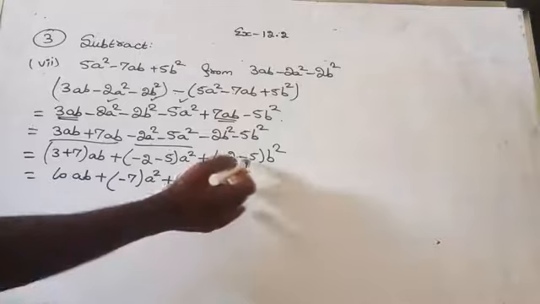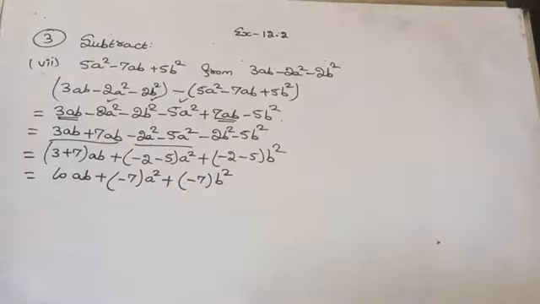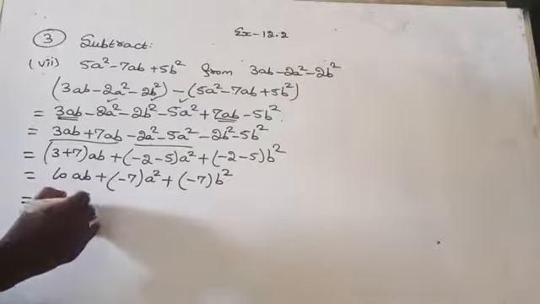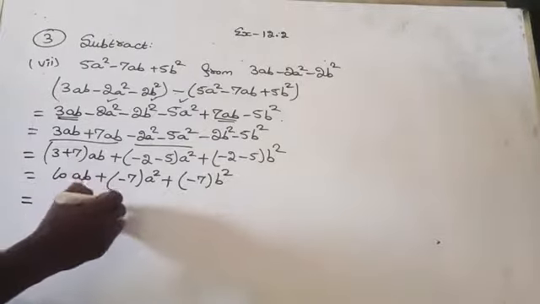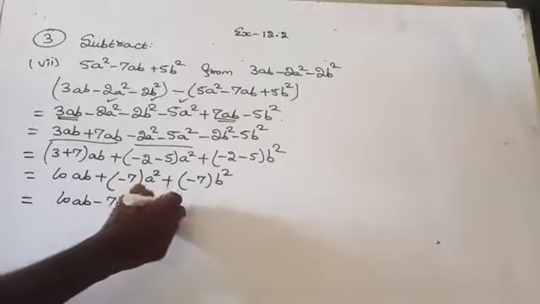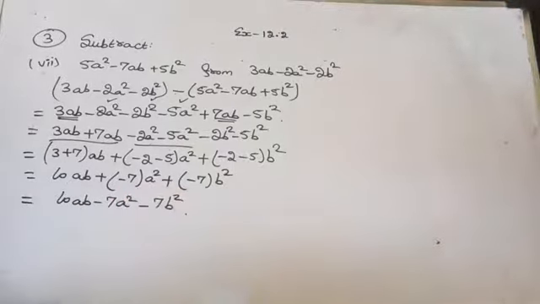Here we are adding the two negative integers. Just add them as natural numbers and give the negative sign. That is equal to 10ab plus into minus is minus 7a square plus into minus is minus 7b square. So this is the final answer.